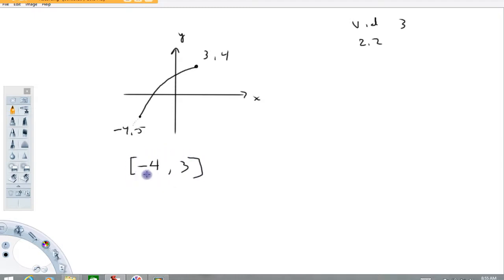So here's the notation for it. This is a value of x between -4 and 3. The function is increasing. All right, next example, and I'm just going to sketch it real quick.